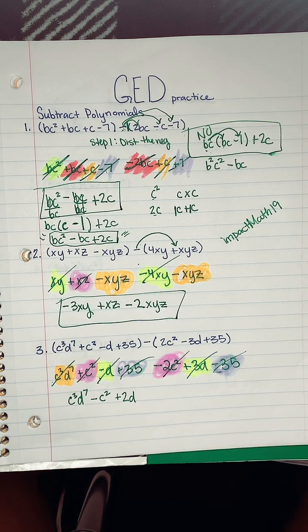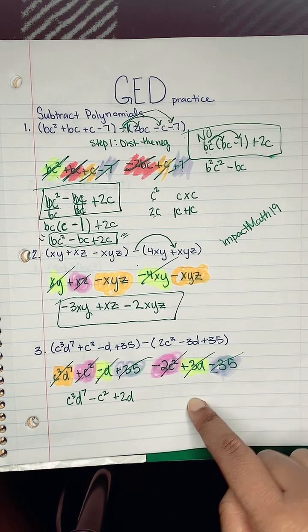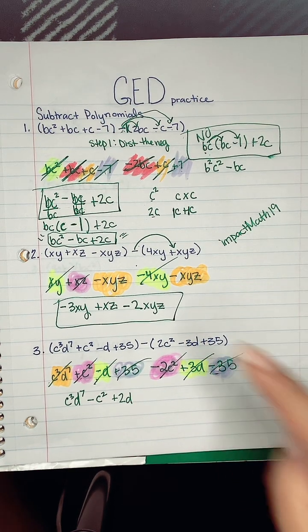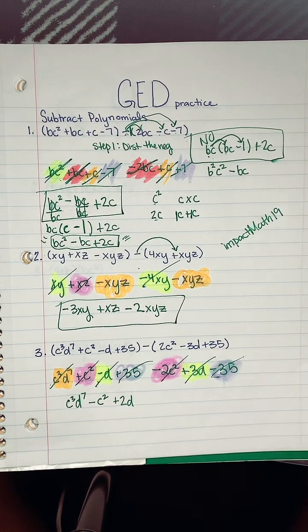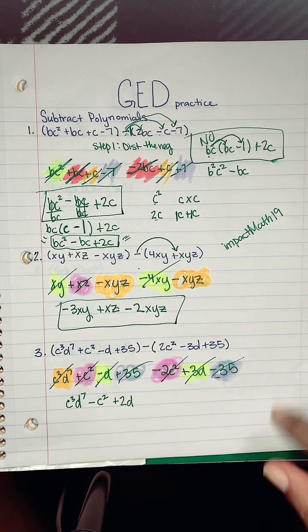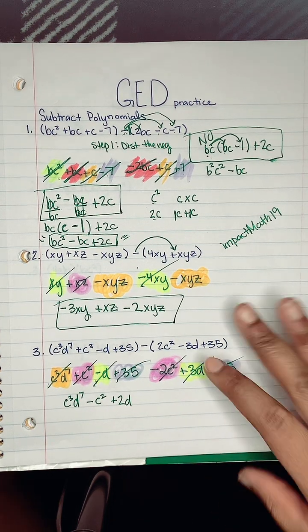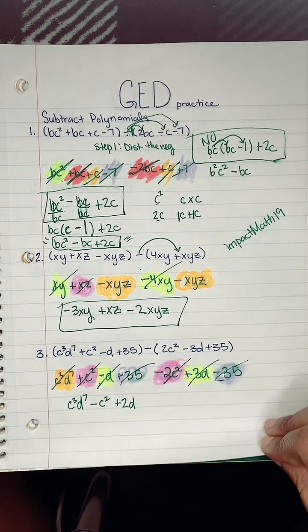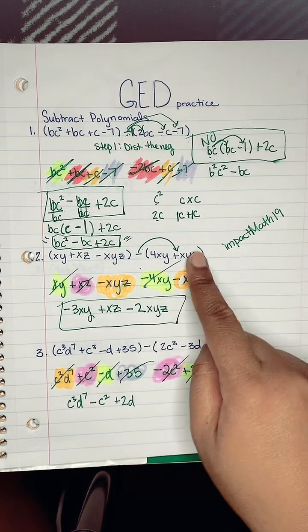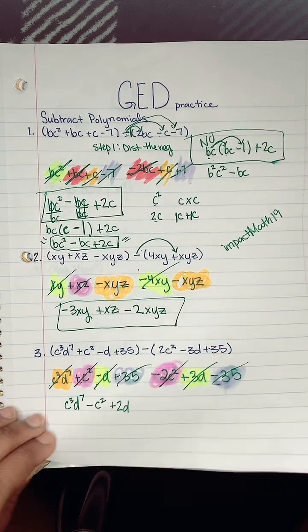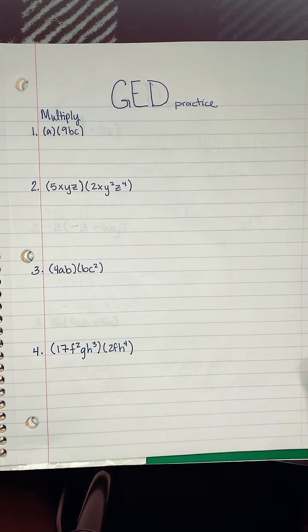And I'm telling you, you will see this on your ACT, HESI, TEAS, ASVAB, all the tests. They love doing this subtraction one, okay? So just don't forget to distribute all the way through. That's what messes up people.